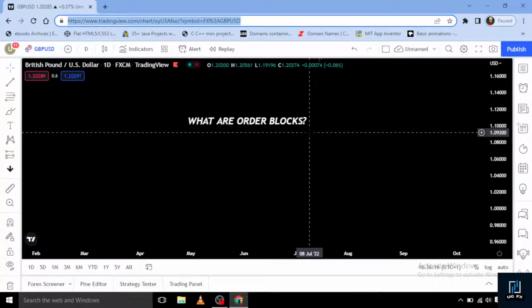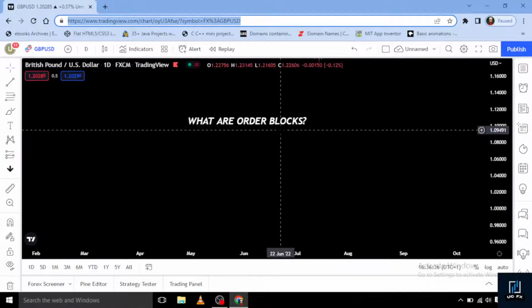Okay, what are order blocks? An order block is a technical analysis technique that tracks the accumulation and distribution of orders by banks and institutional traders. Order blocks, also known as OB, are areas where the banks and institutional traders buy or sell. They are orders in blocks. Let me say that again: they are areas where the banks and institutional traders buy or sell.